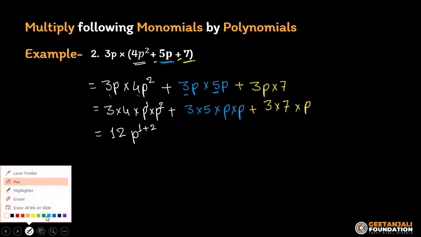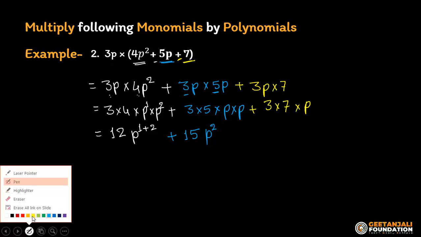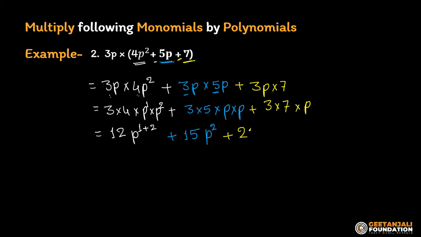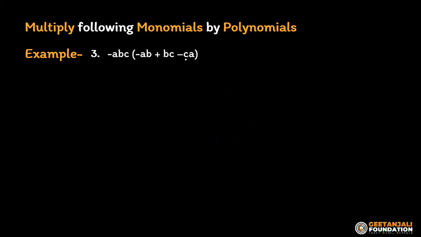Now second, we'll take this as 5 3s are again 15, and p times p will give you p square, and 3 7s are 21 times p. So we have written them. Now finally it's going to be 12 p raised to 3 plus 15p square plus 21p. So this is your final answer after multiplying this given monomial with a polynomial. Now let's take third example.